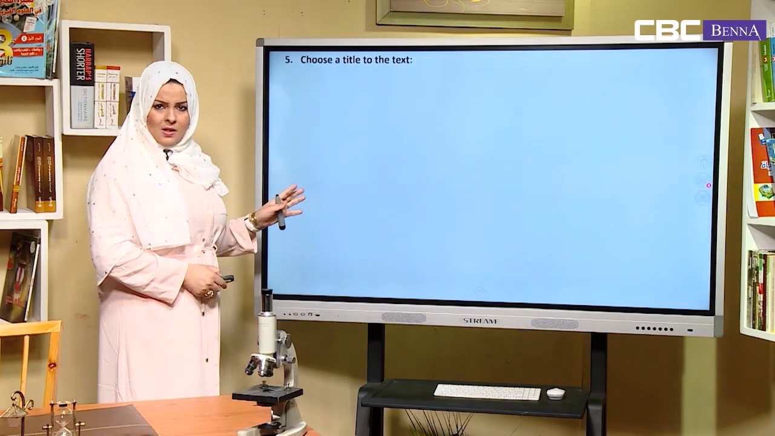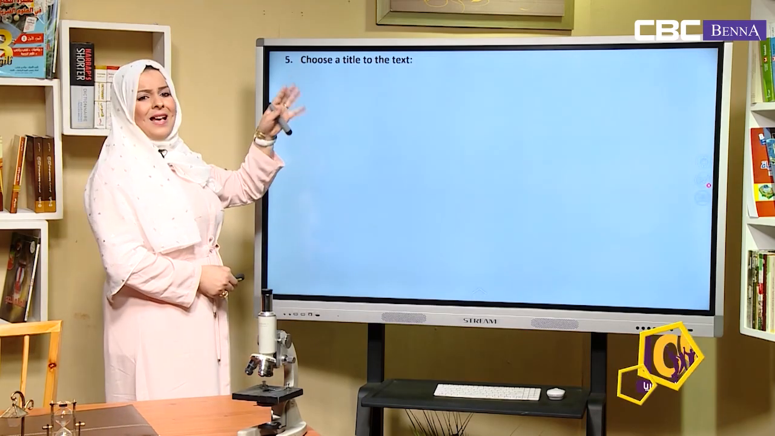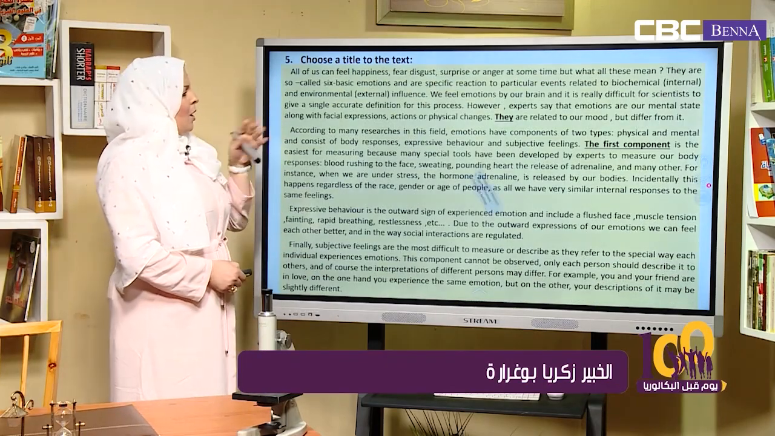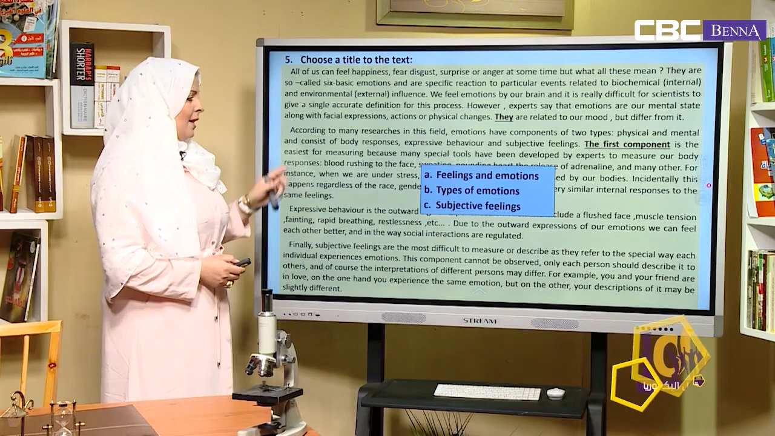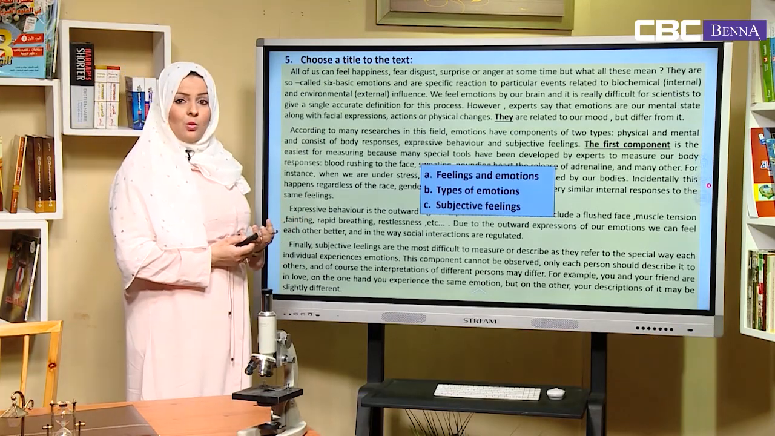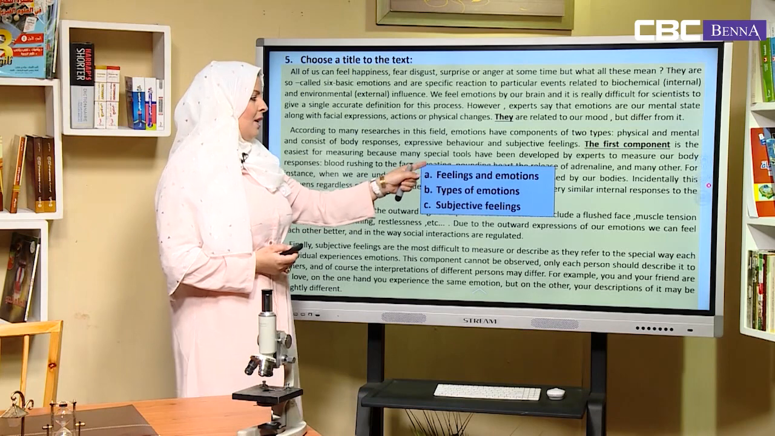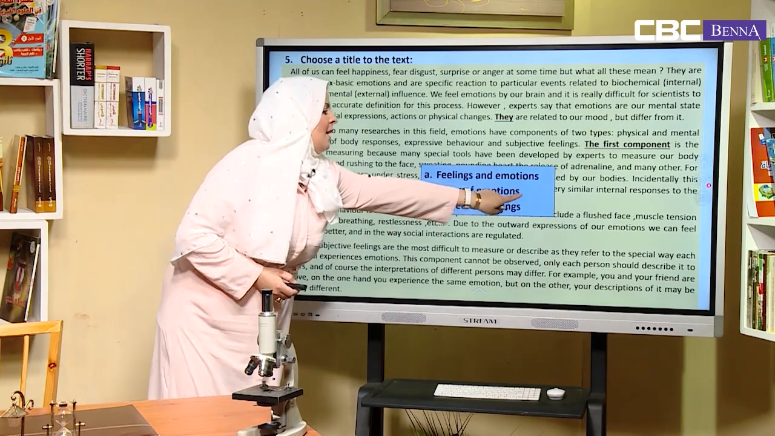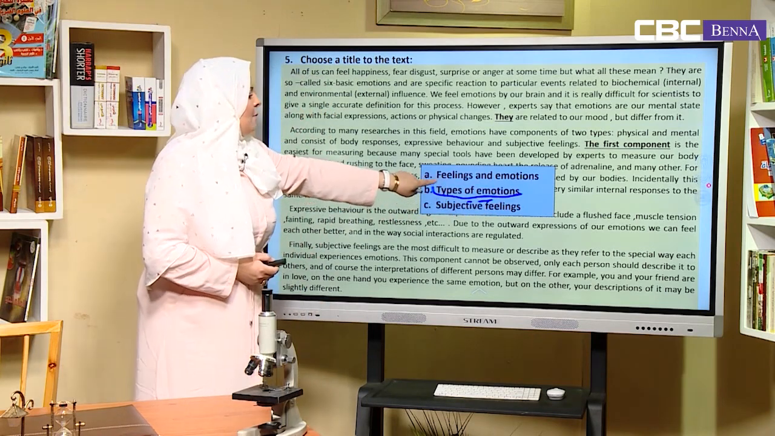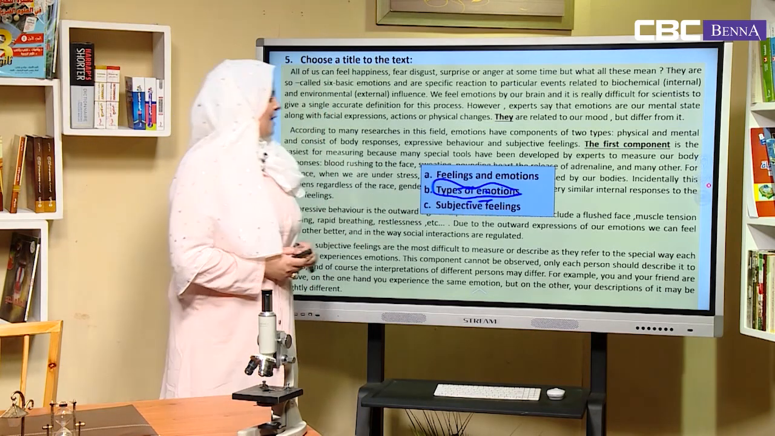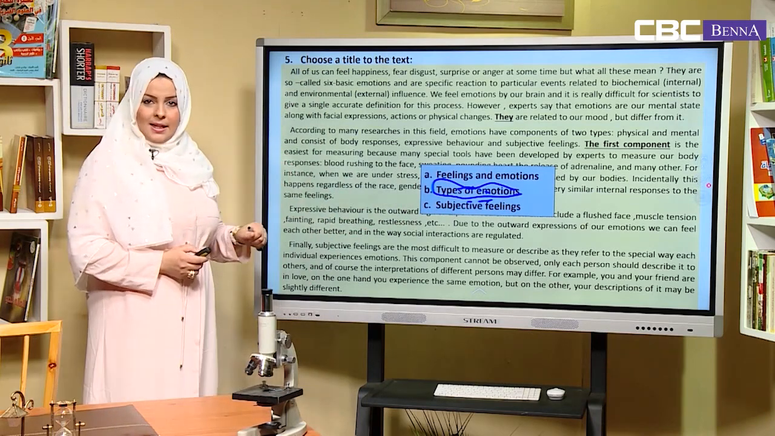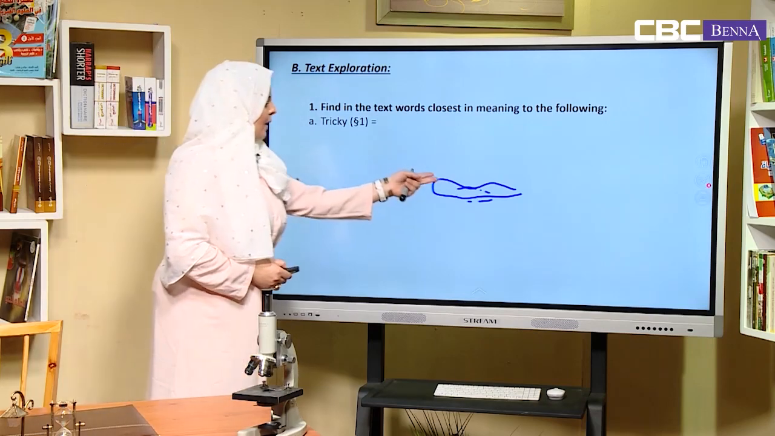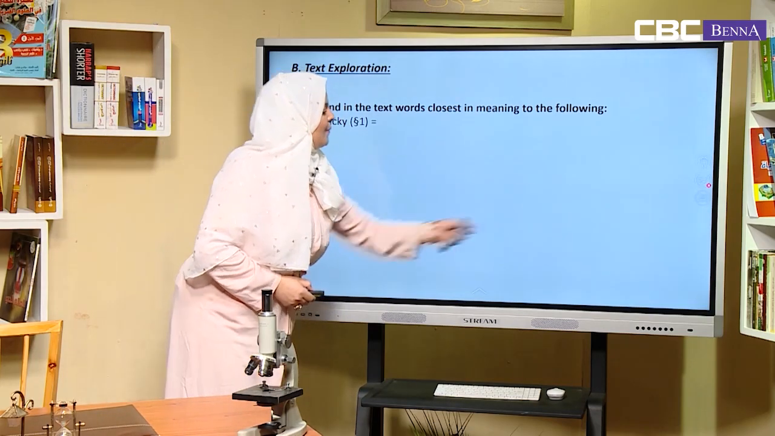Let's move to the last activity, which is choose the best title or choose a title to our text. And I have given you possibilities here. And I think the most important, according to what you have seen in the text, it is feeling and emotions or types of emotions or subjective feeling, which is here, which is B. So this is, I'm sorry for this, okay. So it is B. Is it clear? Good. So let's move now to, it's okay, I need to clean first.